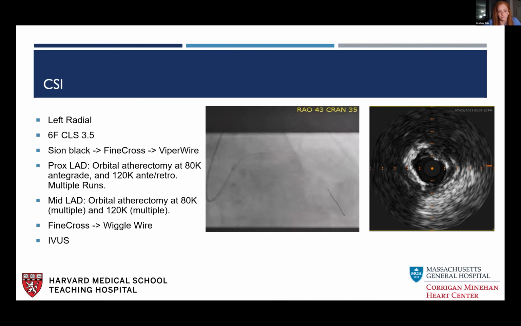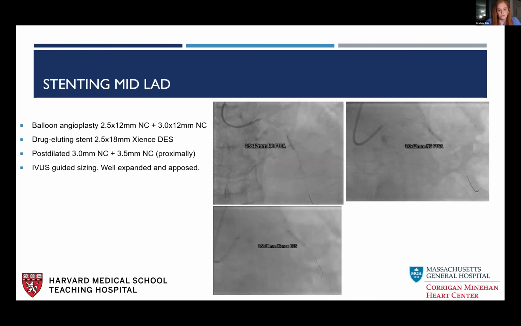After that, we used our FineCross to swap out for a Wiggle wire to maximize our support in the case. We focused on the mid LAD. We did a balloon angioplasty with a 2.5 by 12 NC and a 3.0 by 12 NC. And then we placed a 2.5 by 18 Zions drug-eluting stent to the mid segment. And then we post-dilated that to 3.0 and 3.5 proximally.